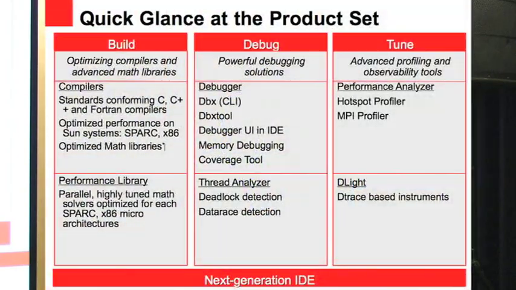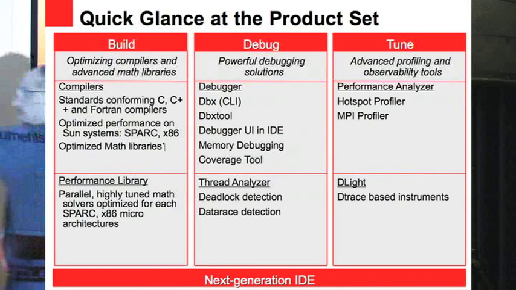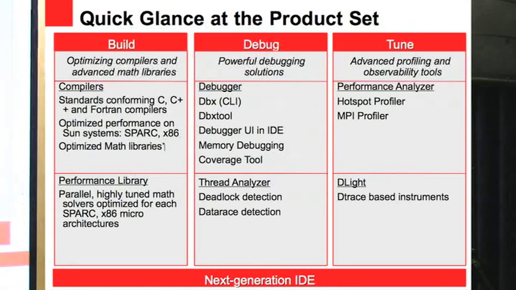So a quick glance at the product set itself, right? There's things that help with the build, tools that help with debugging, and tools that help with tuning. So there's the compilers, standards conforming, optimized for Sun systems. There's performance libraries that go with those, optimized math library. There's debugging solutions here, including memory debugging and coverage tools that are part of Studio as well.